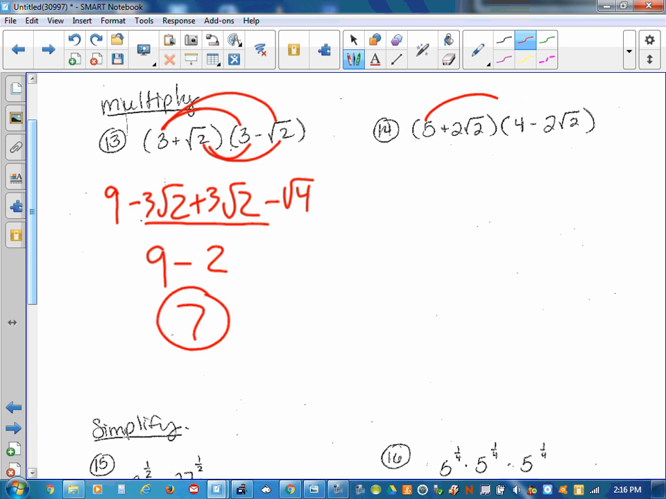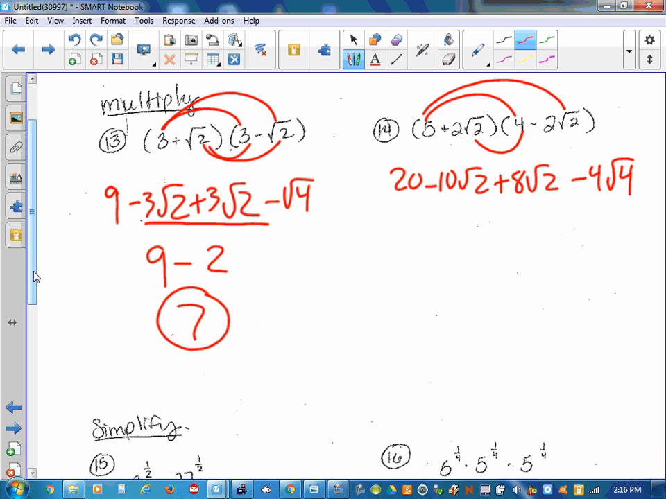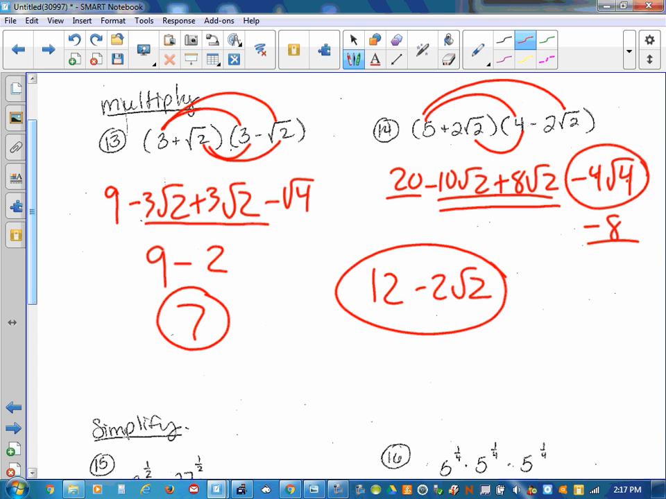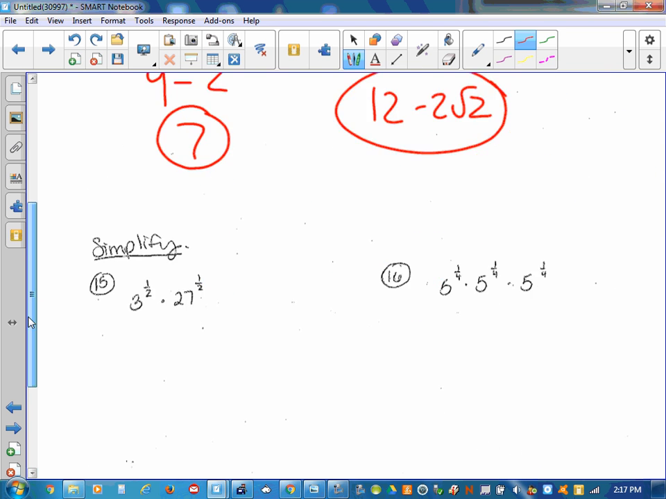The next one, I FOIL again, I get 20 minus 10 radical 2. On the inside, I get positive 8 radical 2, and then minus 4 radical 4. So this would be 2 times 4 is 8, so that'd be minus 8. So the 8 subtracted from 20 is 12, and then these go together as like terms. 10, you owe your uncle 10 bucks, you pay him back 8, so it's minus 2 radical 2. So when I FOIL that out, I get another binomial radical expression.